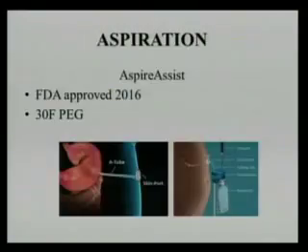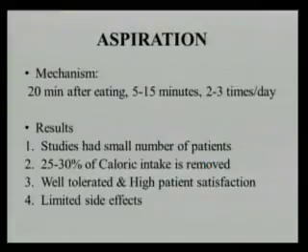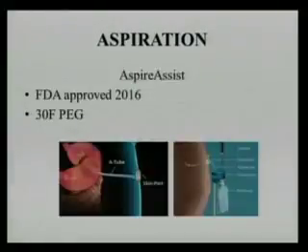So what about removing part of the food out of the stomach after eating? This idea is a modification of a PEG tube. In fact, it's a 30 French PEG tube. We call it aspiration therapy. It's called AspireAssist. That's an instrument that we use, approved in July of 2016. Basically, the patient will have a PEG tube placed with multiple valves outside, as you look here.